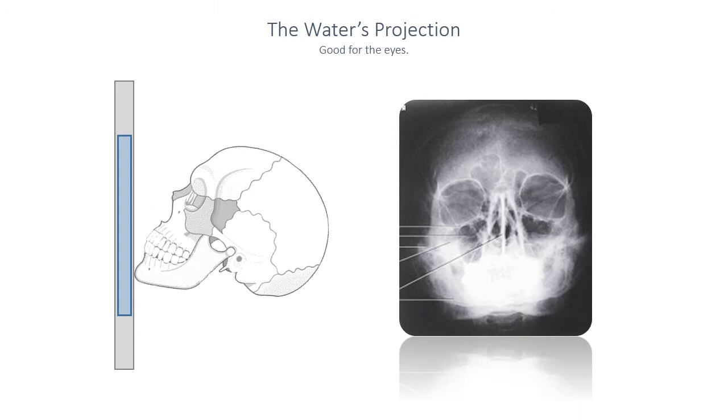The Waters projection is also quite good for showing the eyes and the orbits. When we perform a Waters projection for the eyes or the orbits, the nature of the tube angulation and beam means that we can see the eyes quite well, particularly, as I say, that inferior orbital margin.